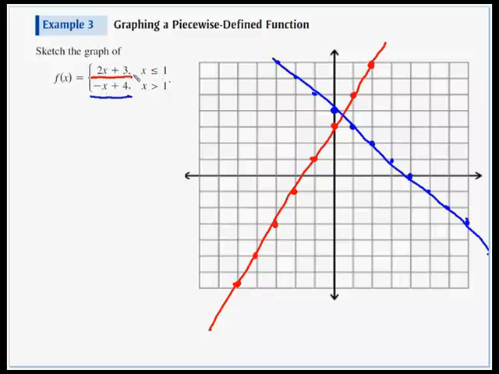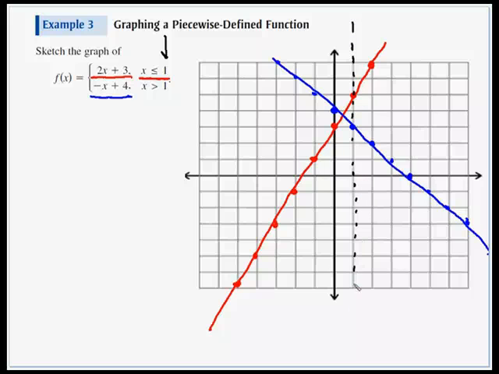But on this one, we only want to see the red graph for numbers less than or equal to 1. So here is, and let me switch over to the black marker. Here's where we switch over at x is 1.